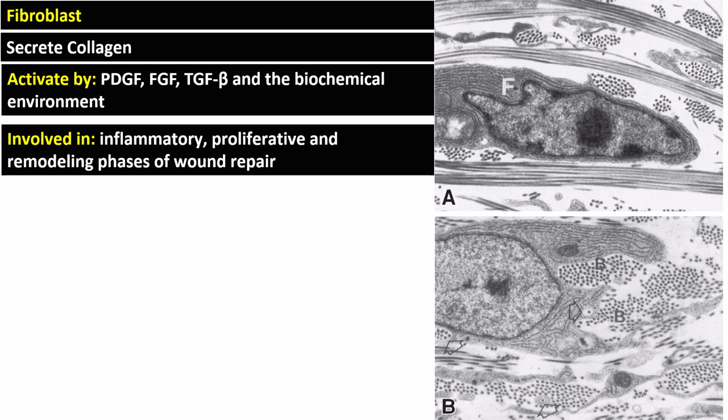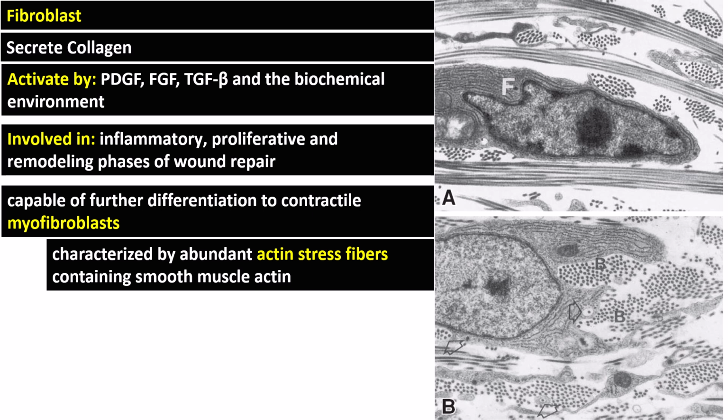They are also capable of differentiating into myofibroblasts. Under the influence of cytokines such as transforming growth factor beta, these fibroblasts differentiate into myofibroblasts. The myofibroblasts have actin stress fibers that contain alpha smooth muscle actin, and they have contractile ability. They pull the wound edges together and aid in wound contraction.